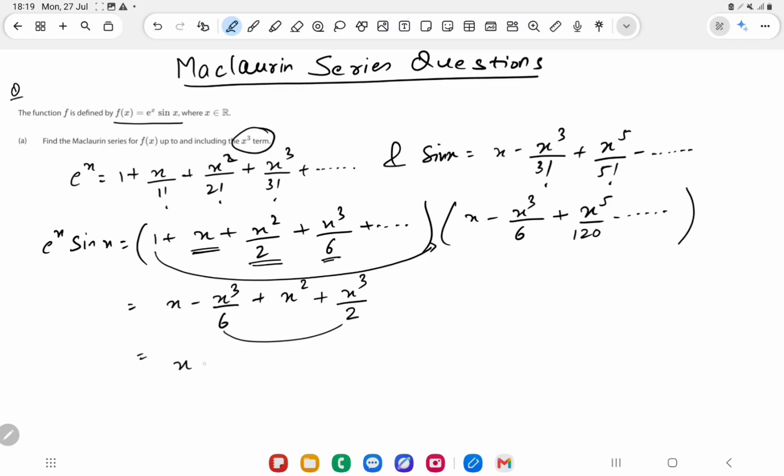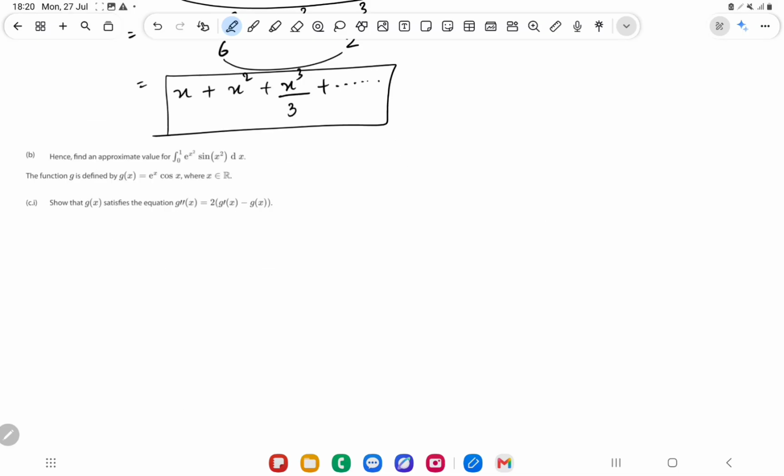So I will get my final answer as x plus x square, and on taking the LCM you will get x cube over 3. So I will write my answer like this. This is my expansion of the Maclaurin series. Now let's move to the next part.